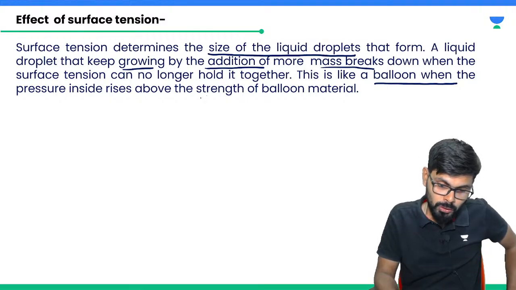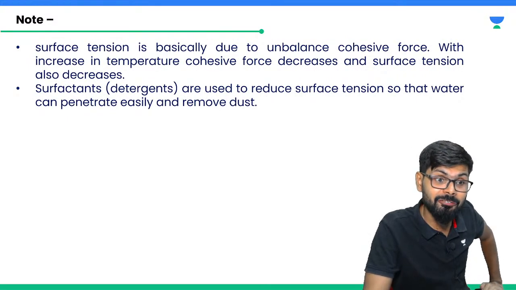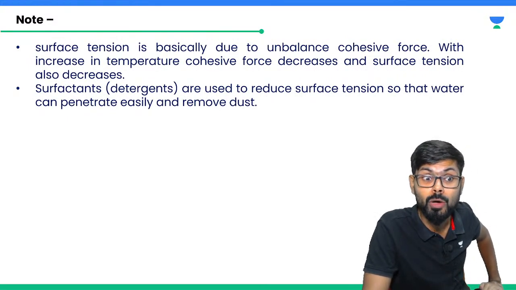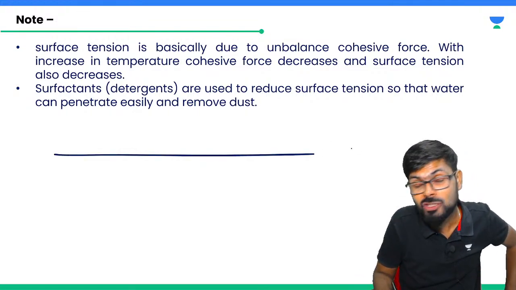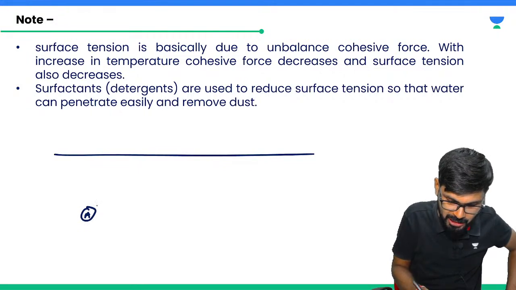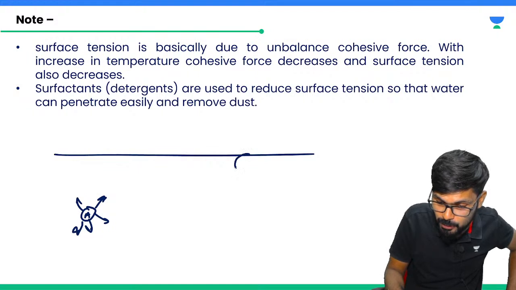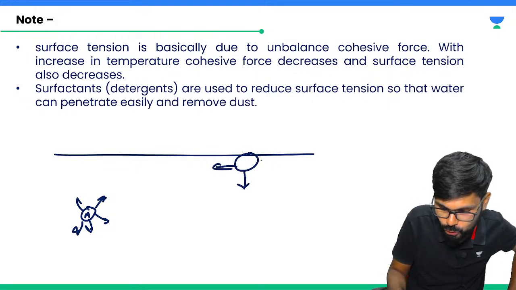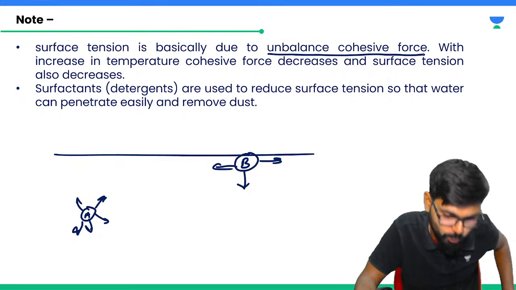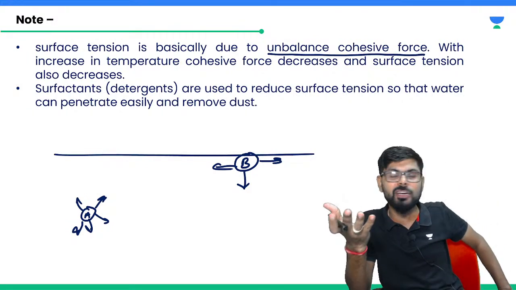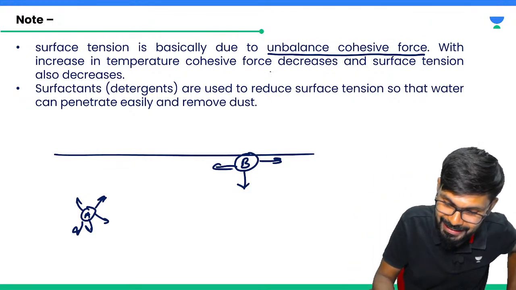क्लियर है? ओके, now one more thing. The surface tension is basically due to what? Due to unbalanced cohesive force. It is not because of cohesive force alone. Cohesive force is here also, but surface tension is not here. It is because of unbalanced cohesive force. Here because of unbalanced cohesive force. Please remember the unbalanced cohesive force. With increase in temperature, cohesive force will reduce, with increase in temperature, cohesive force will decrease.